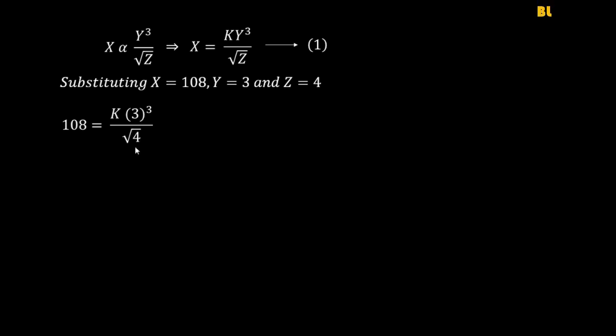I hope you understand. To solve for k, we multiply both sides by the square root of 4. So we are going to get 108 multiplying the square root of 4 equals k multiplying 3 cube. I hope you are following it.